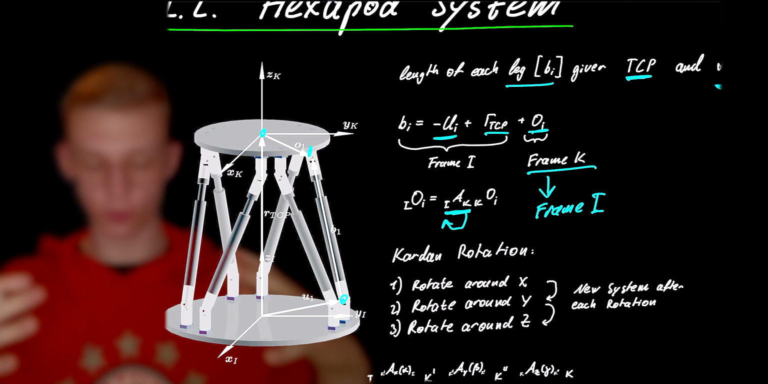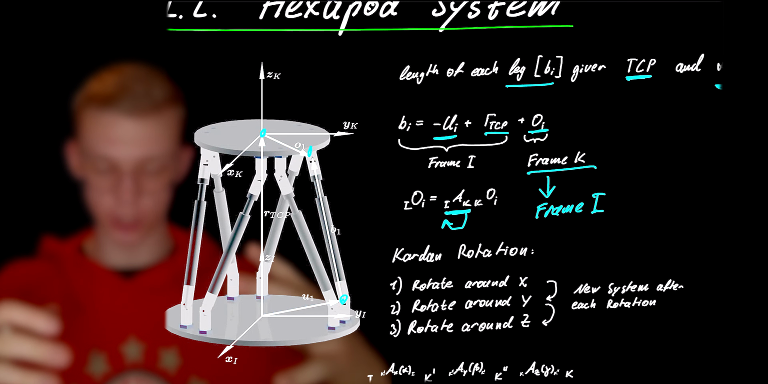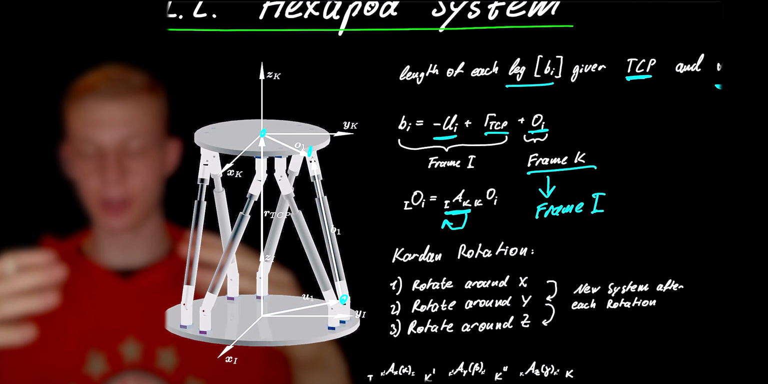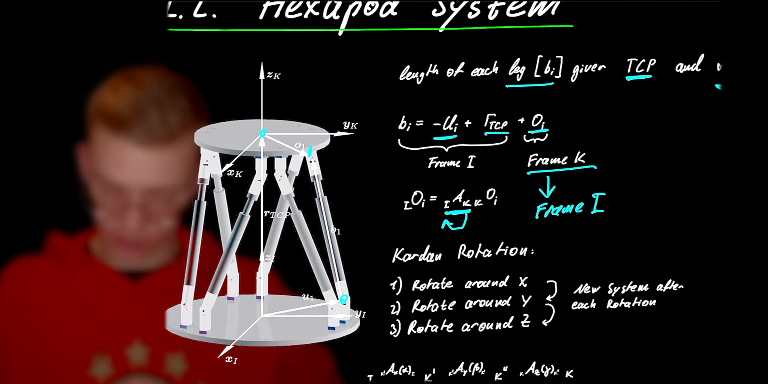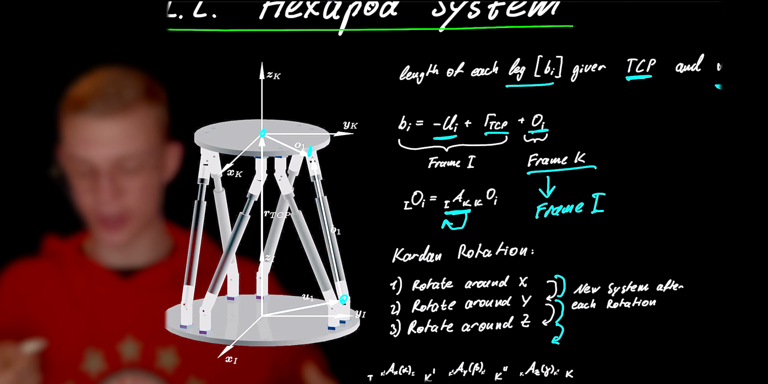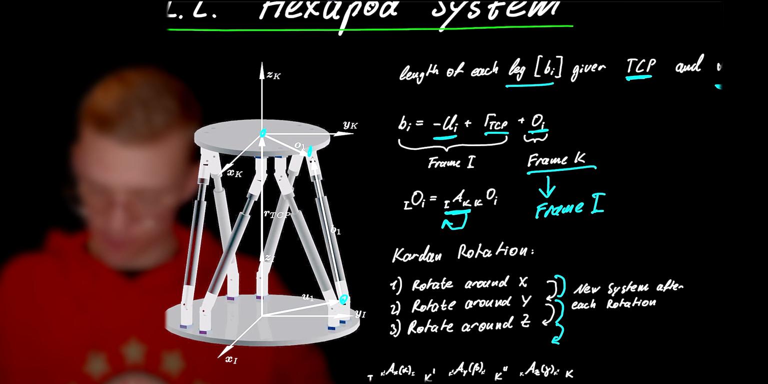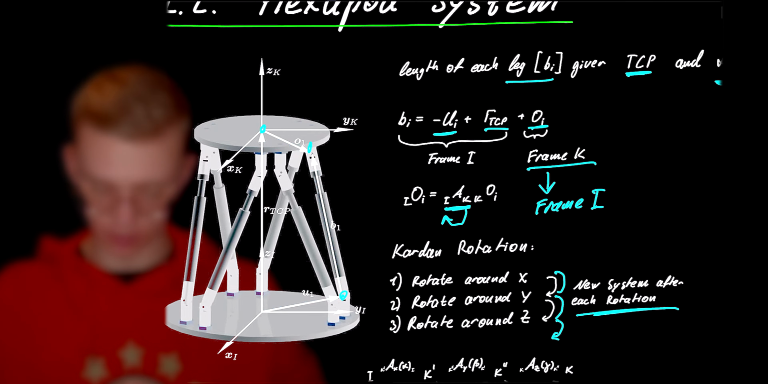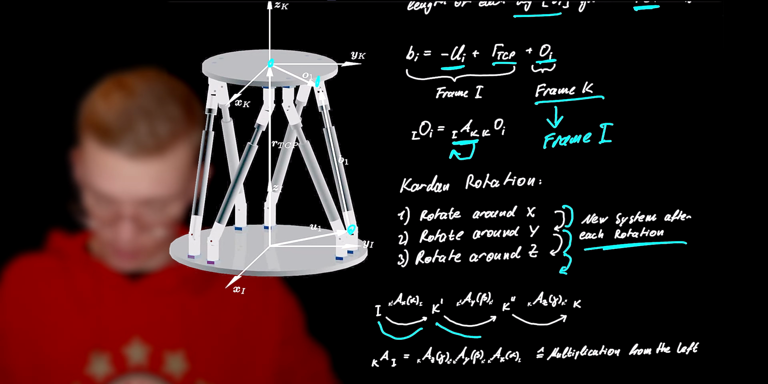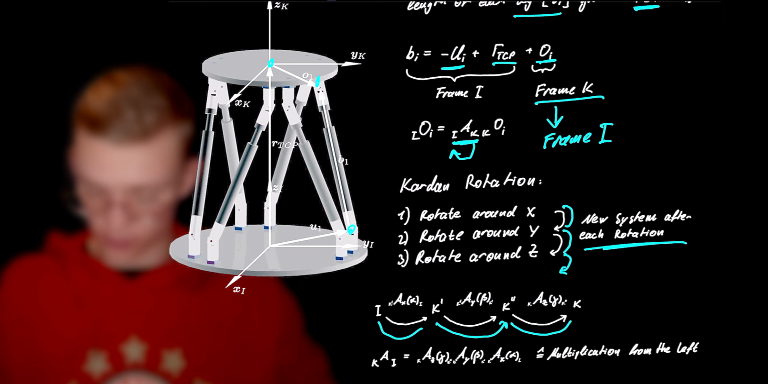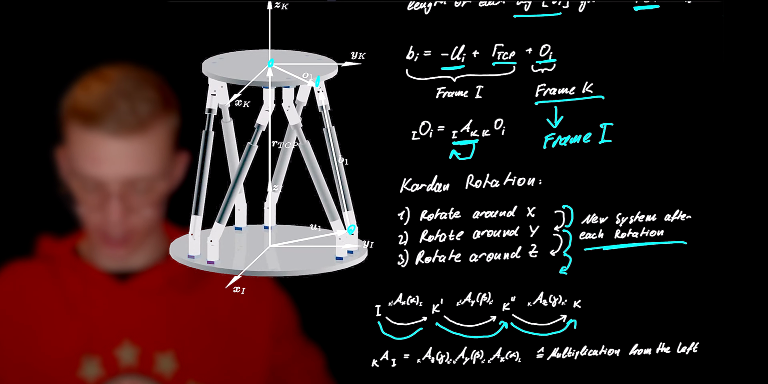But the problem is that we not only have one transformation, so one rotation around an angle, but we have multiples because we have those cardinal rotations. And they are defined as rotation around X, we have a new one, rotation around Y, we have a new one, and rotation around Z, and we again have a new coordinate system. So we have a new system after each rotation. So here again, we go from I to K, from I to K dash, from K dash to K double dash, to the end system that is our K.